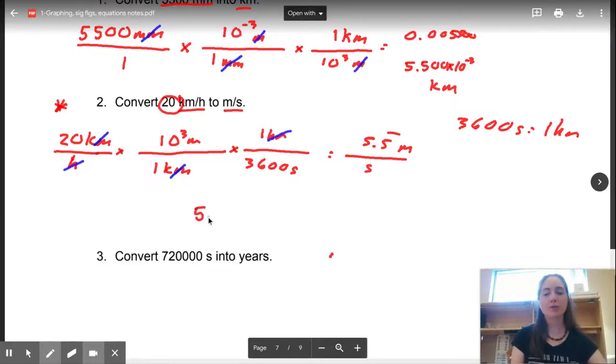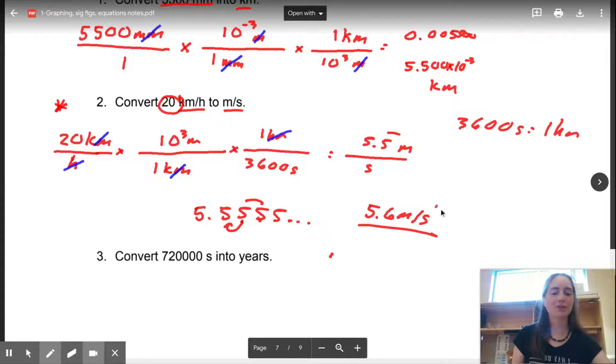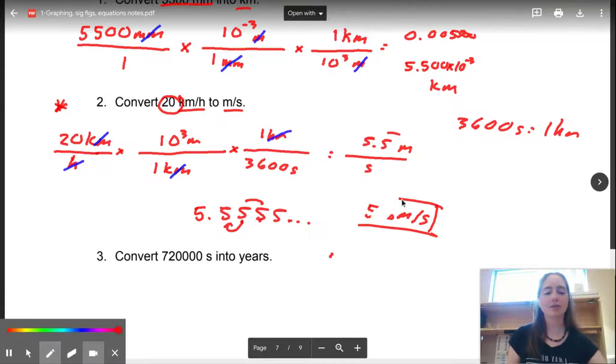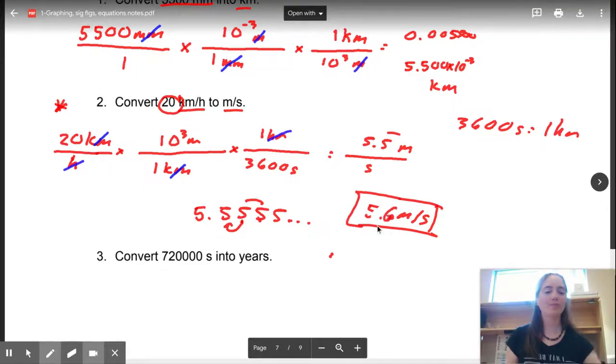So when we have 5.5555 dot, dot, dot, well, we're going to look at these numbers here. Well, these numbers are going to result in this guy rounding up to a 6. And when this guy rounds up, you're going to have this guy going to a 6. So you are going to have 5.6 meters per second. As my square around my answer didn't go nice. There we go. Much better. Kind of. Good enough. Sounds good?